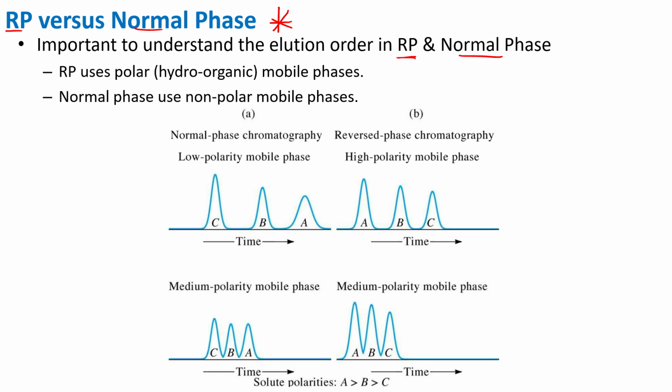And we have to go back to what the interactions are. Remember I told you that reverse phase uses a polar mobile phase, and normal phase, or adsorption, uses a non-polar mobile phase. So if we look at the separation in normal phase chromatography that has a low polarity mobile phase, what's going to happen is that compounds A, B, and C would separate, where C is the thing that is least retained.